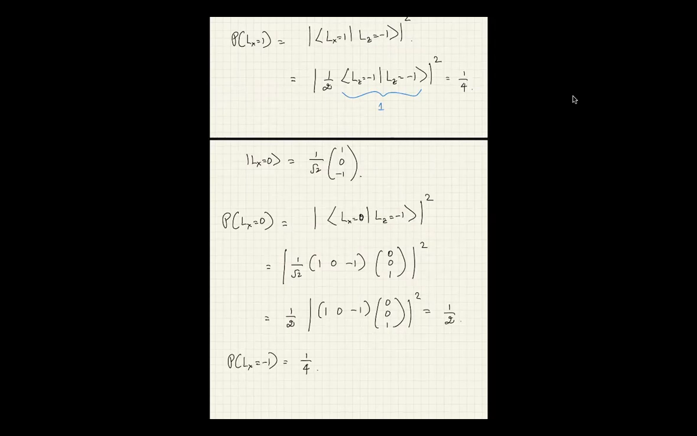All right. So this is how you compute the probabilities by measuring the overlap and taking the absolute square of the overlap. Okay. The last part of the problem, which is also very interesting and a slightly tricky part of the problem, is this.